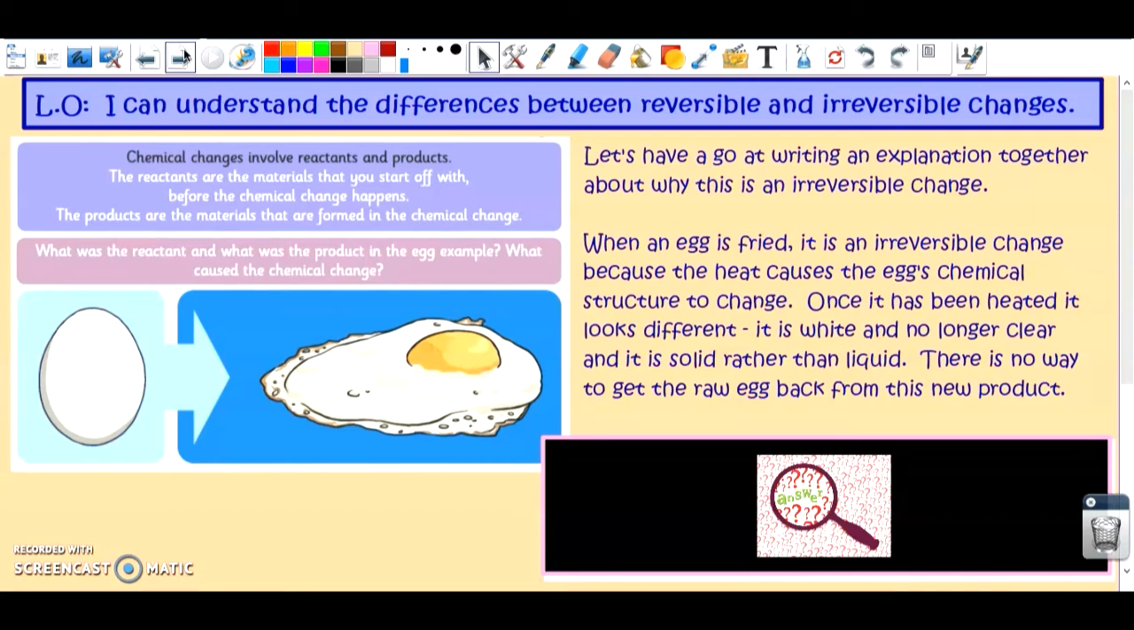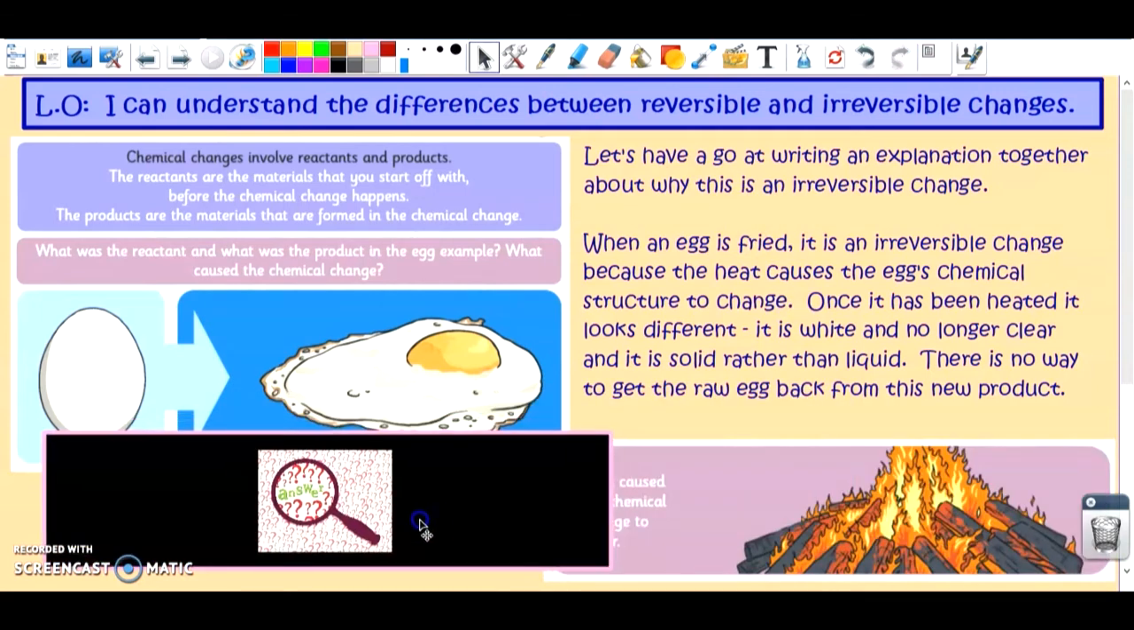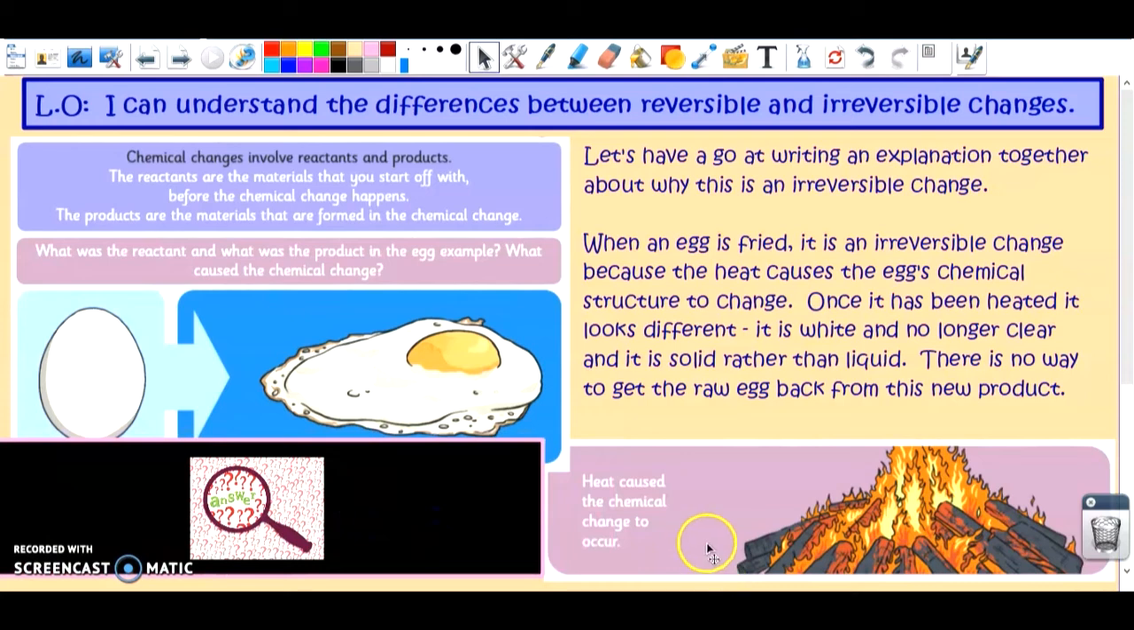So have a look here at my own explanation about my irreversible change of the egg. So I've said when an egg is fried, it's an irreversible change because the heat causes the egg's chemical structure to change. Once it's been heated, it looks different. It is white and no longer clear, and it is solid rather than liquid. There's no way to get the raw egg back from this new product. And it's important to remember that heat caused the chemical change to occur.